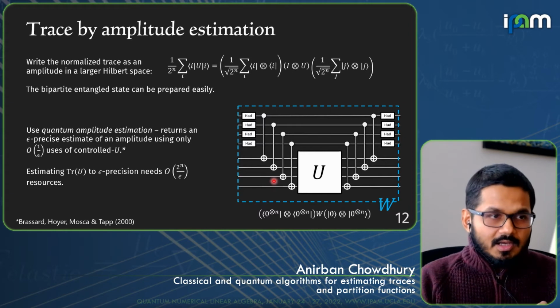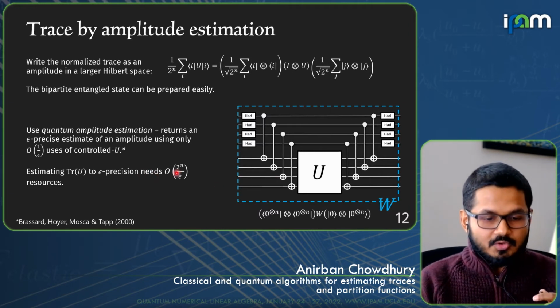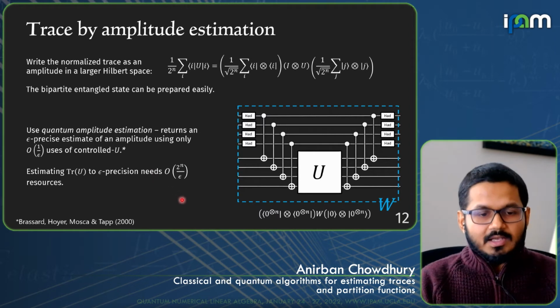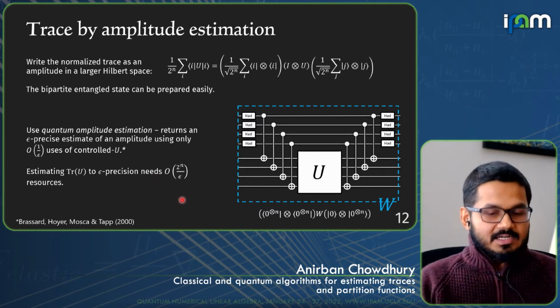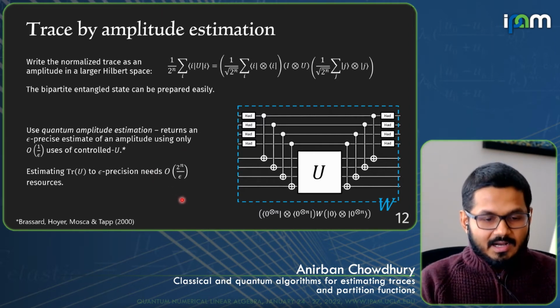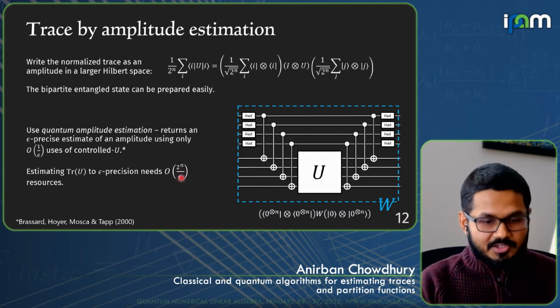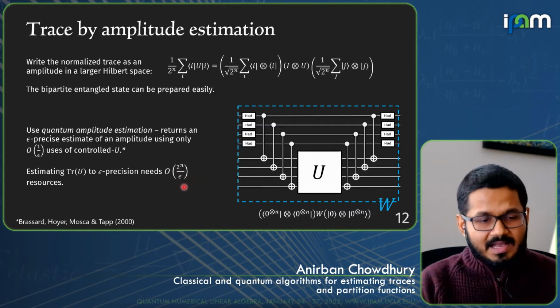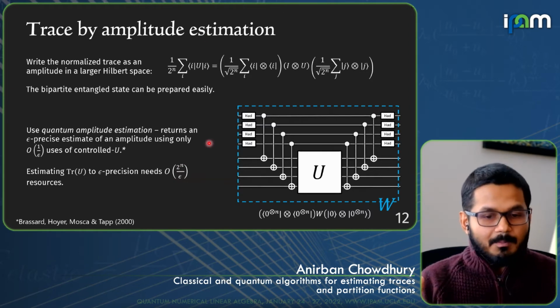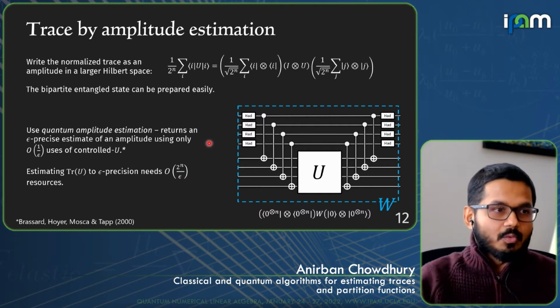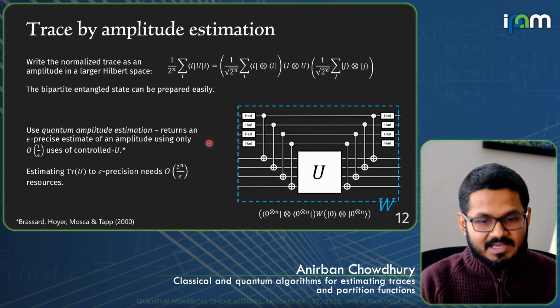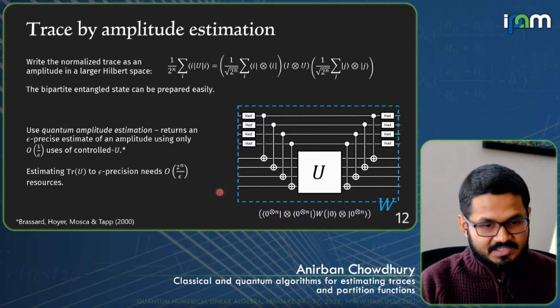Since I'm using quantum amplitude estimation, my scaling immediately improves to 2 raised to n over epsilon. So the main takeaway from this slide is that I got a quadratic improvement. In the one-clean-qubit model, you had 2 raised to 2n over epsilon squared. And I could do this because I'm writing the trace as an amplitude by purifying it and going to a larger dimensional Hilbert space. Because of this, I needed n more qubits.